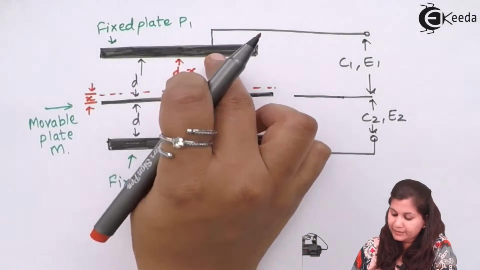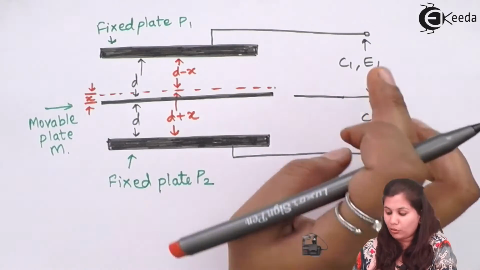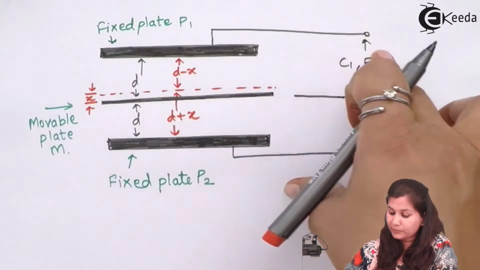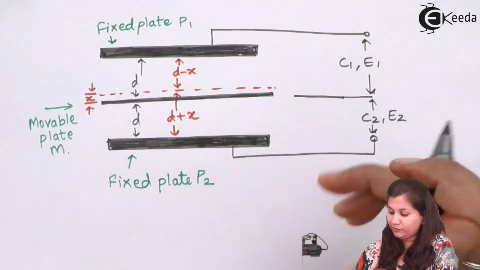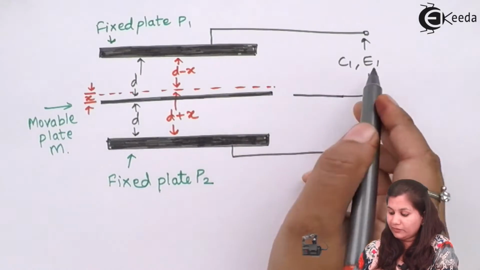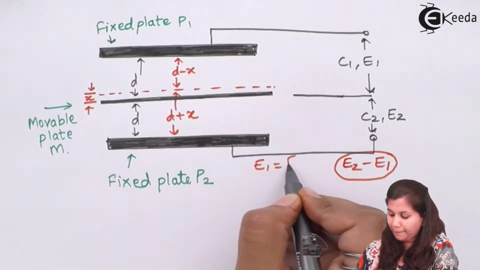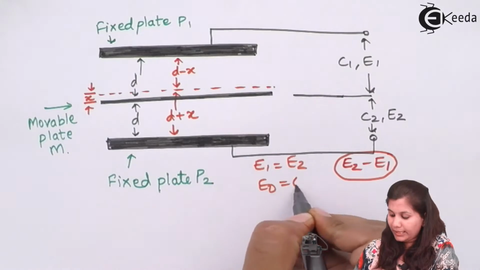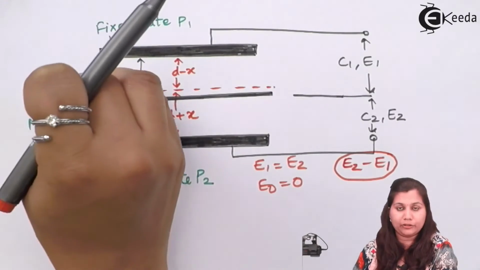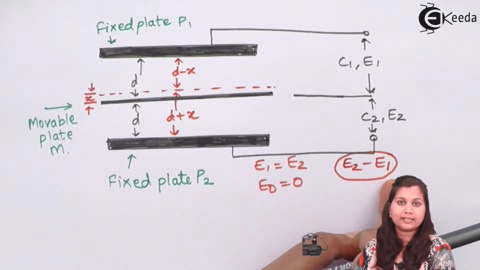So the value of capacitance linked with each of these capacitors will change. C1 and C2 change, and also E1 and E2 change. So the output voltage, which is the difference between the two voltages, E2 minus E1, will change. Earlier, when E1 and E2 were equal, the output voltage was 0. When a displacement is applied to this movable plate, the new value of the output voltage will be E2 minus E1.